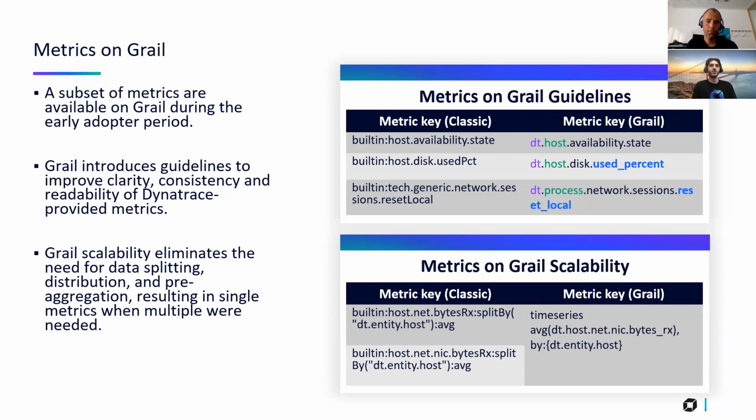And then the scalability. So because of Grail's scale, we've been able to compact multiple metrics into a single metric. Here we have an example where we have two separate distinct metrics that have been migrated into a single metric. We have the network bytes, NIC bytes, that's all been moved over to a single metric on Grail. So you'll find this with a couple of the other metrics as well. So if you're seeing that you're missing a metric, it's probably been migrated into a single key for you. And that's all because of the scalability of Grail.